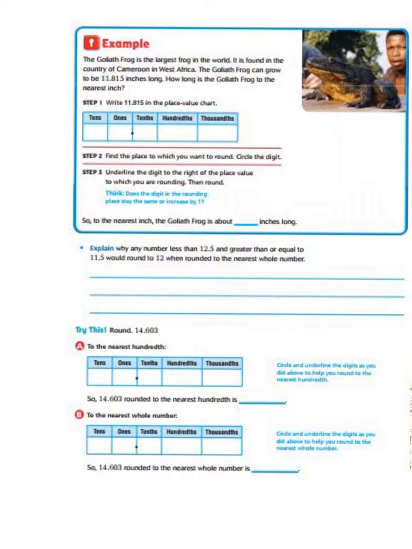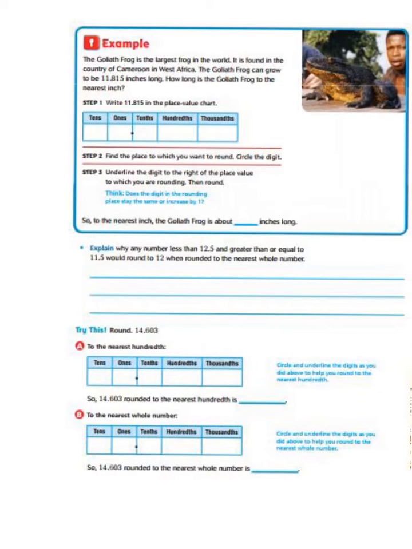All right, let's take a look at another example. It says the Goliath frog is the largest frog in the world. It is found in the country of Cameroon in West Africa. The Goliath frog can grow to be 11 and 815 thousandths inches long. How long is the Goliath frog to the nearest inch?